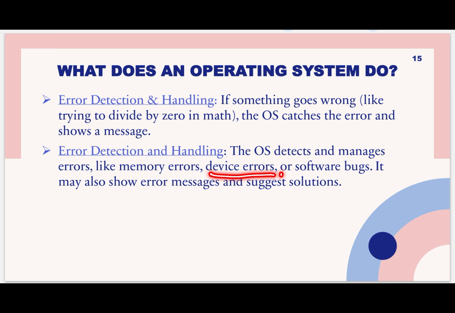When it gives a device error, sometimes what happens is, when we plug in our pen drive or any devices, for example mouse, keyboard, printer or speaker, there is a wire issue, or we don't plug it in properly, so it gives the error as device error. And software bugs, as I told you, are a mismatch of version or incorrect format. Sometimes it shows you an error message and sometimes it gives solutions also.